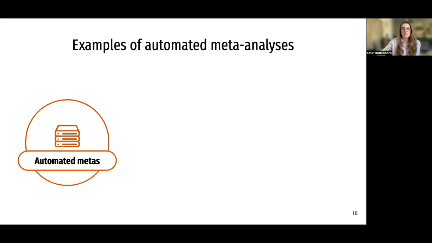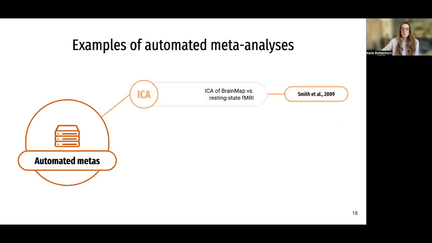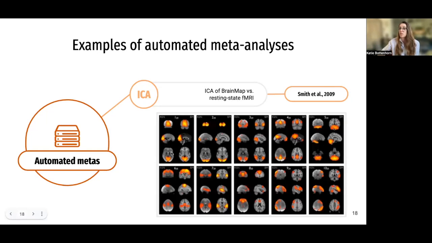So here are some examples of automated meta-analyses over the years. The first of which is a super cool paper. They did an independent component analysis of all of the papers in BrainMap, along with some resting state fMRI data, and found 20 brain networks that were the same in each. So that's cool because we're saying that these are resting state networks that are also broadly coherent across a whole bunch of different tasks in the BrainMap database. So you can see here, we've got the default mode network in number 4, some visual networks, frontoparietal networks, central executive, et cetera, et cetera.